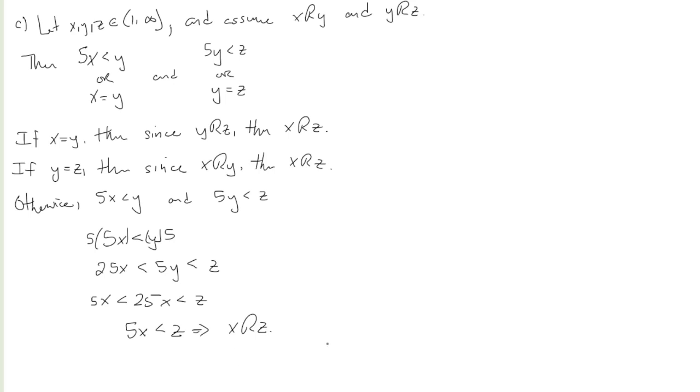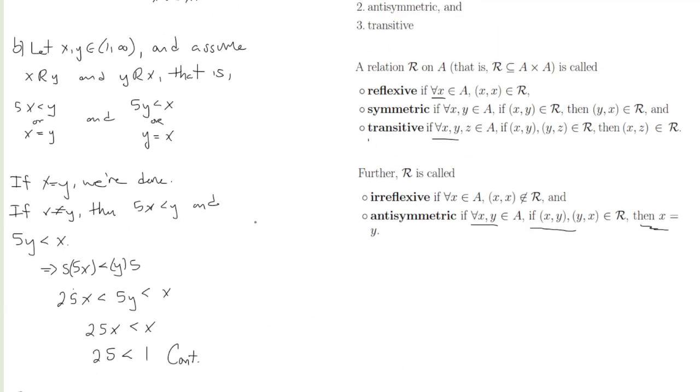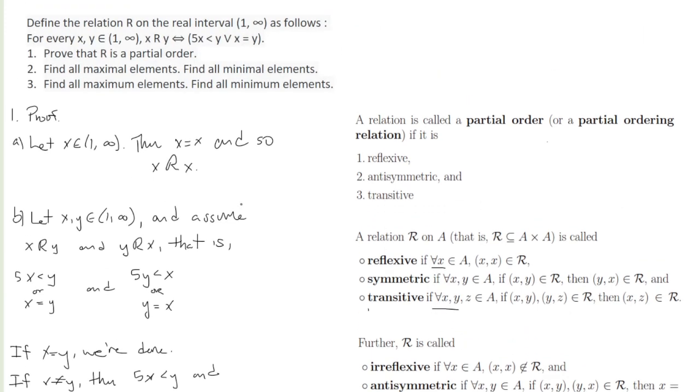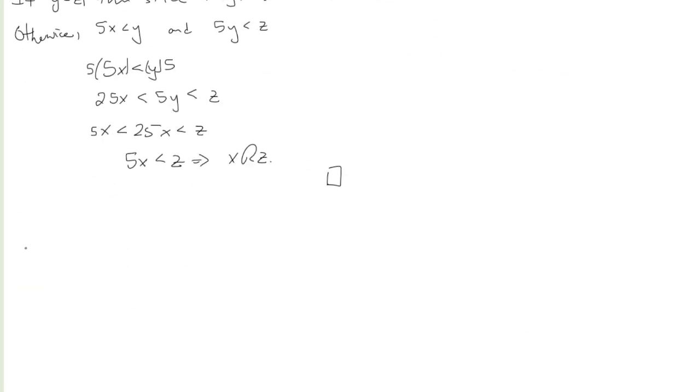Thus, we're done all three. We showed first it's reflexive, we showed second it is antisymmetric, and we showed lastly that it is transitive. Great. So we have that R is a partial order, and maybe we write that at the end. Thus, R is a partial order.